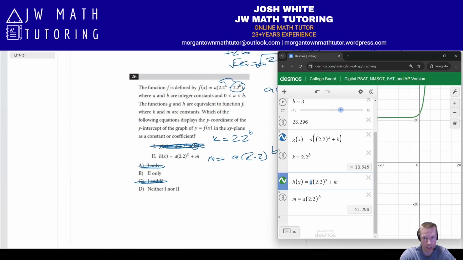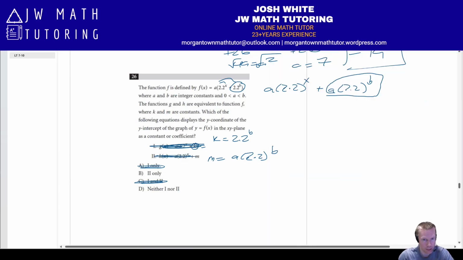Again, a right here is 2. And the 2.2 is obviously not the same as that. And then m right here is 21.296. That is not the same as 23.296. The decimal parts match, but obviously it's not the same number. So therefore, for 2, it's going to be a no as well. So the correct answer for this one is going to be letter D.